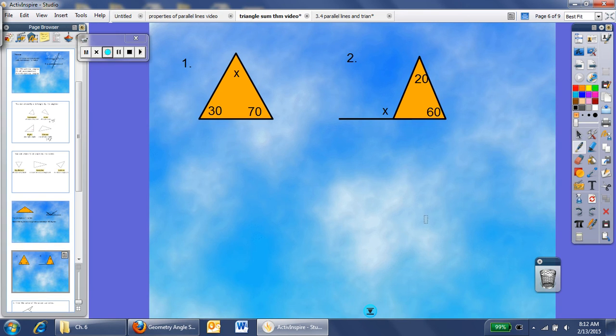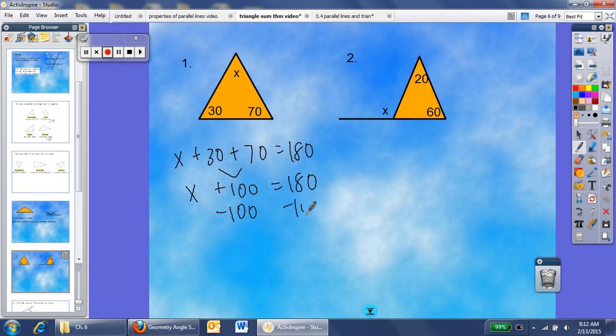So we know from before that angle x, 30 degrees and 70 degrees has to equal 180. So x plus 30 plus 70 has to add up to 180 degrees. We'll solve this. So this is x plus 100 equals 180. Subtract 100 on both sides. We get x equals 80. So that would mean that this angle here must be 80 degrees, so that all three together add up to 180.